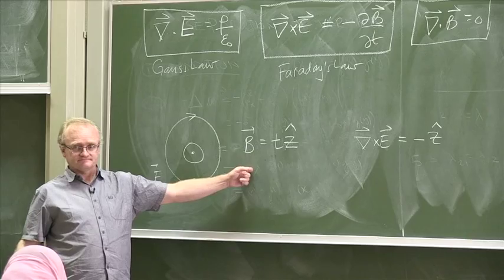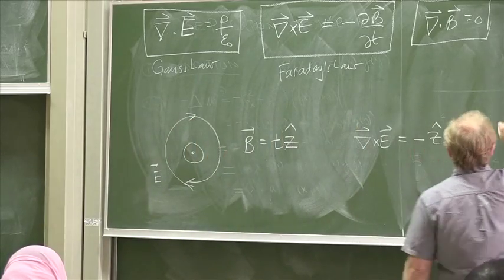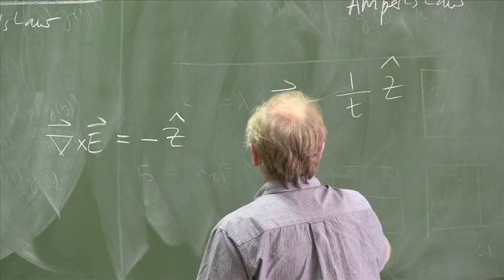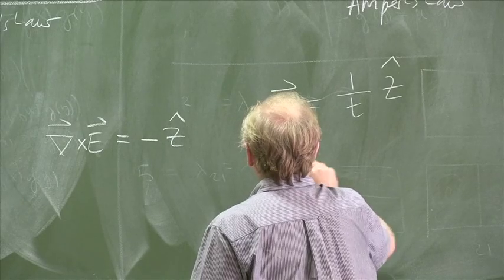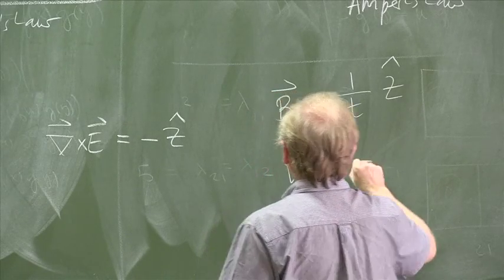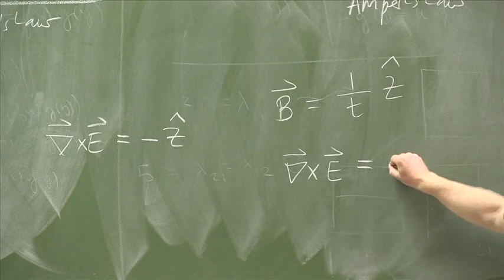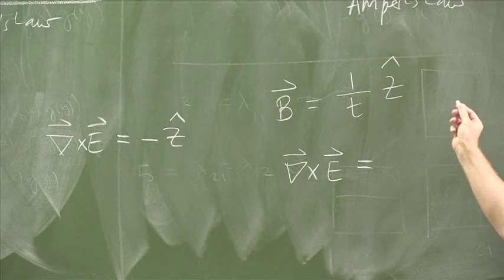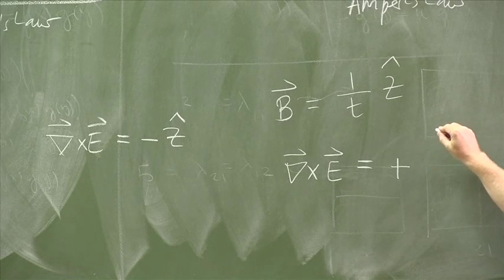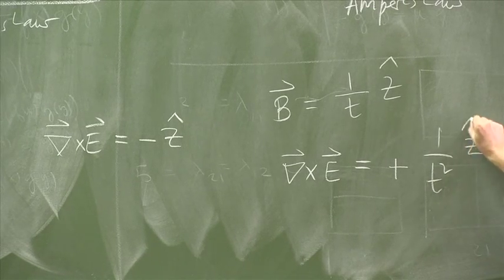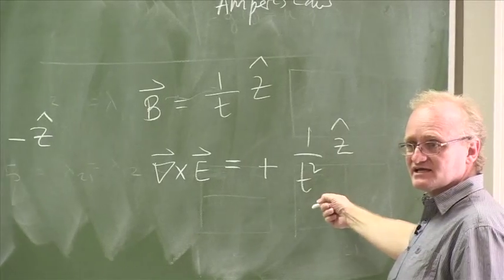Now, let's take B to be 1 over t, z hat. Can someone tell me now what is the curl of E? So you say minus? Plus? Minus or plus? Plus. 1 over t squared, z hat. So what does this electric field look like?